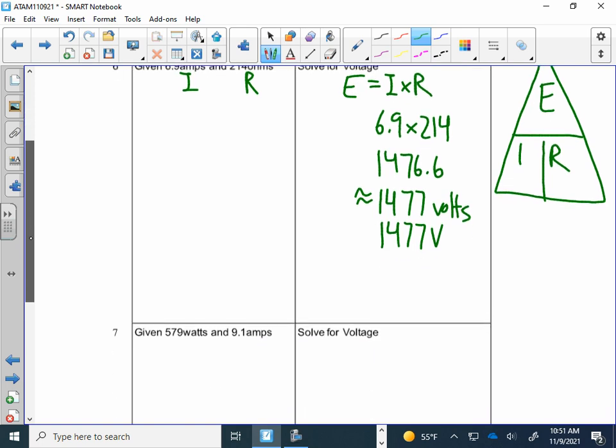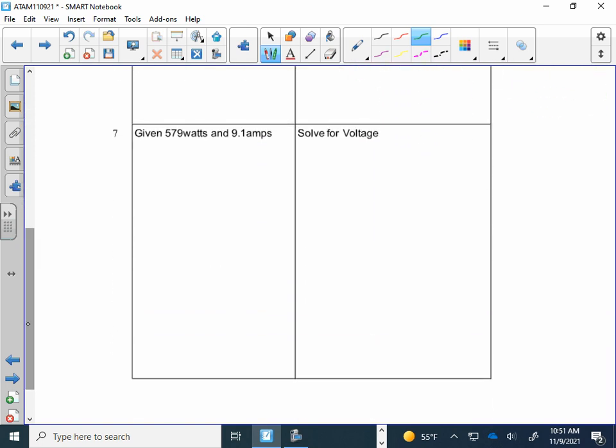All right. Number 7. Given 579 watts and 9.1 amps, solving for voltage. All right, so again, go through and assign your variables. Watts is going to be P for power, 9.1 amps, I for the current, voltage, E, electromotive force. Do you have a triangle that has P, I, and E in it? Yes.